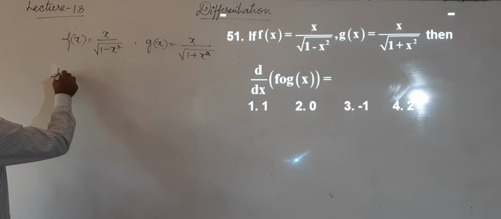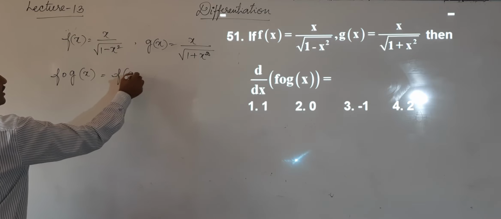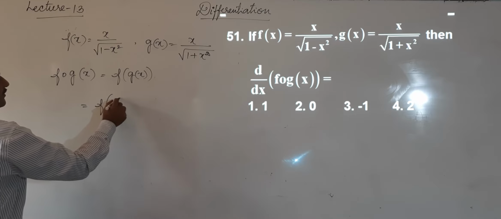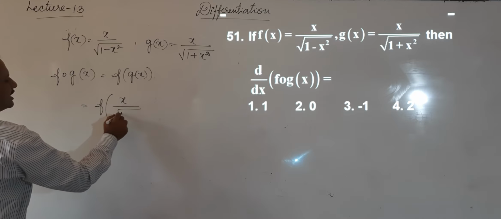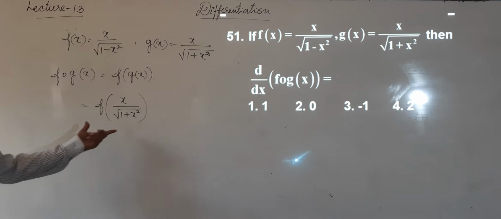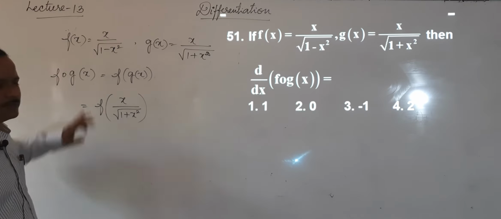First we shall find out what is f circle g of x. That's equal to f of g of x. G of x is x divided by square root of 1 plus x square. Now we want f of x by root 1 plus x square. F of x is defined as x by root 1 minus x square.